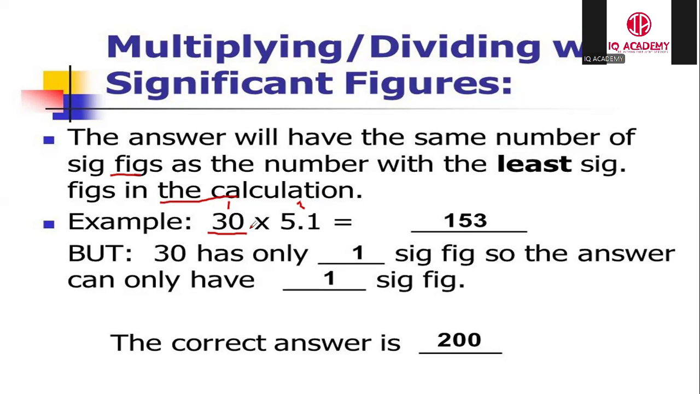So if I multiply 30 by 5.1, I get 153. But when we count the number of significant figures here, we see that there are 3. But you can't represent your number like that. It will be wrong. So it means we have to round off this number such that it only has what? One significant figure. So how are you going to do that? You're just going to round off to the nearest hundreds.